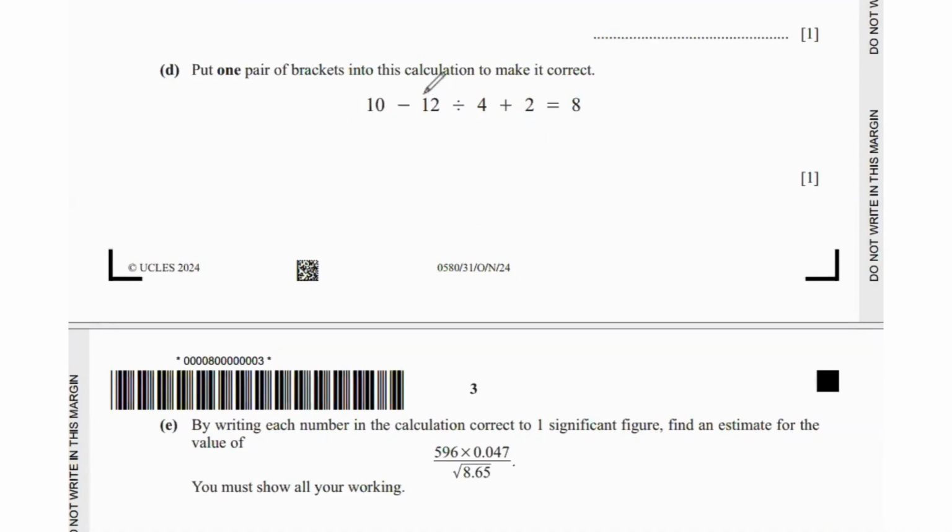If you put a bracket around 12 and 4, that's 10 minus 3 plus 2. 10 minus 3 is 7. 7 plus 2 is 9. Doesn't work again. If you put a bracket around 4 plus 2, it's 10 minus 12 divided by 6. 12 divided by 6 is 2. 10 minus 2 is 8, which means yes. This is where the brackets are going to come.